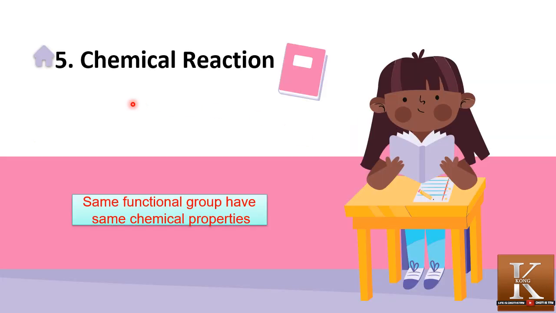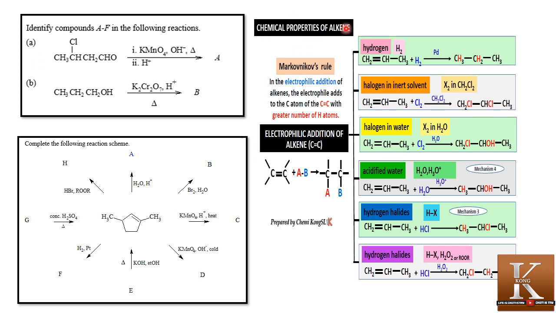Okay, next is about chemical reaction. As long as they have the same functional group, they will have the same chemical properties. Check for this. So this is electrophilic addition of carbon-carbon double bond. So all undergo electrophilic addition. Okay, so the carbon-carbon double bond attacks the electrophile. So the double bond becomes a single bond. So it's addition. And then for AB, one of these is the nucleophilic site, so this one should be the electrophile. That's why the name is electrophilic addition.